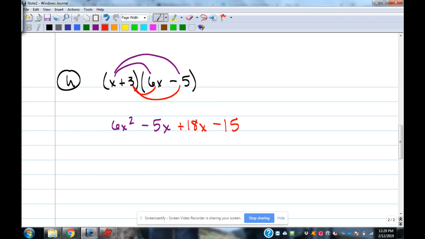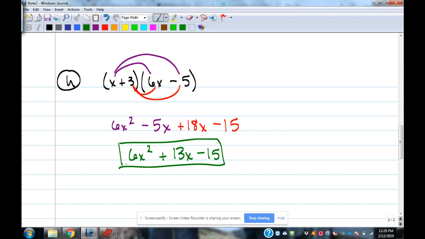Like terms, where they at? In the middle there, we got the negative 5x and a positive 18x. 6x squared plus what? Not negative 13. Which one's bigger, the 18 or the 5? 18, so the answer's got to be positive. So it would be positive 13x and then minus 15.